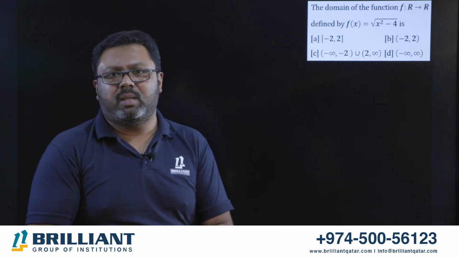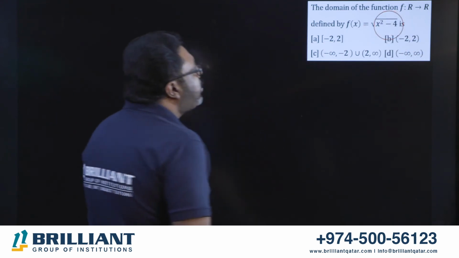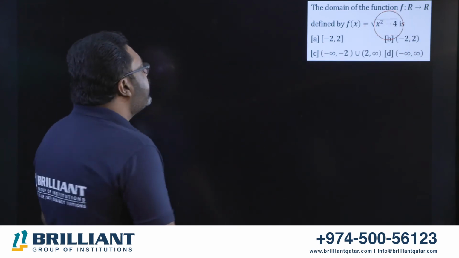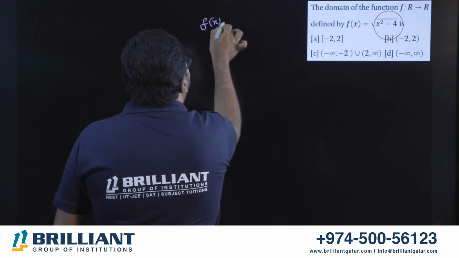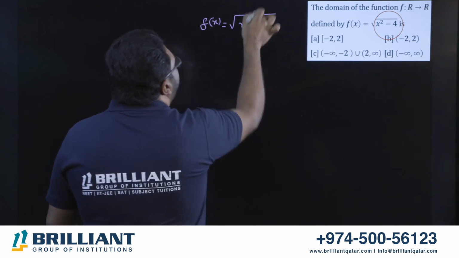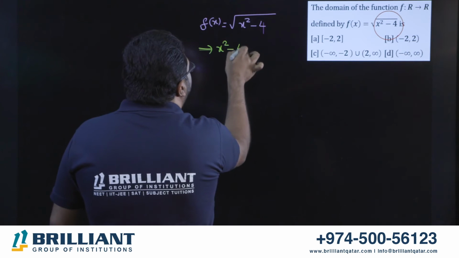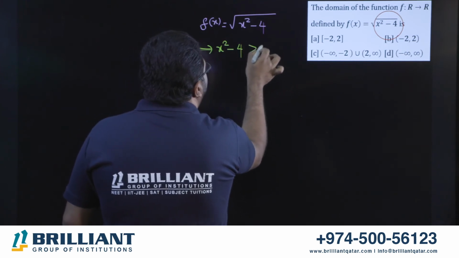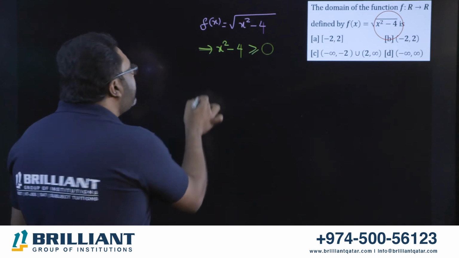Okay, next one. This is the domain of the function. It's an 11th standard concept. It is there in the sample paper, so I had to take it out. So the domain of the function f of x is equal to the square root of x squared minus 4. From 11th standard we have learned that whatever is inside the square root, x squared minus 4, should be greater than or equal to 0.